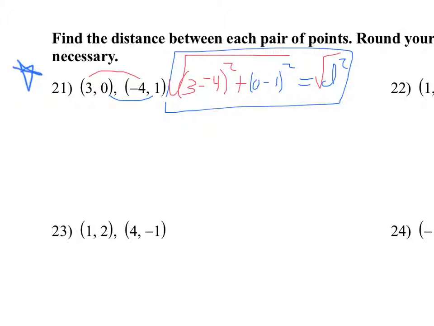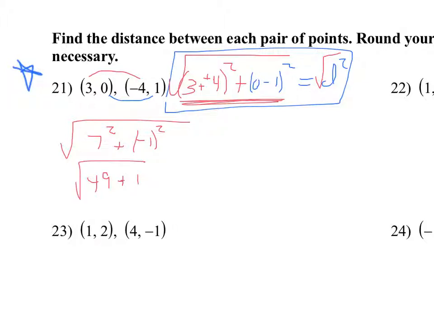But when we calculate this out, you're basically looking for the root of, and 3 minus a negative 4 is 3 plus 4, so 7 squared. Negative 1, or 0 minus 1 is negative 1, so plus a negative 1 squared. So 49, and negative 1 squared is a positive 1, rooted, so root of 50. Now this one, we would simplify the root if they asked for it. We would round to the nearest tenth if they asked for it. This one asks to round to the nearest tenth, so if I actually take the root, I'll get 7.1.